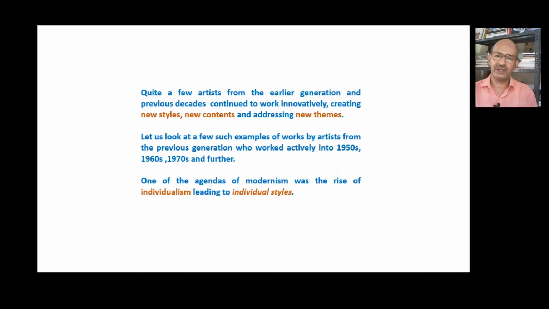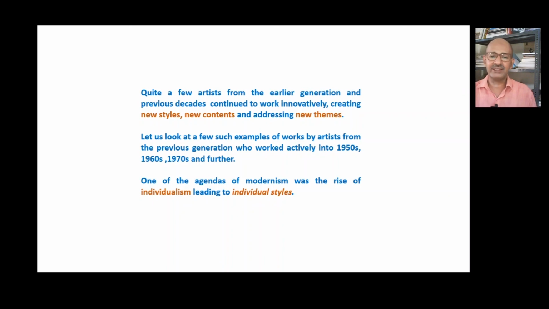Now, quite a few artists from the earlier generation and previous decades continued to work innovatively, creating new styles, new contents, and addressing new themes. I have already mentioned that. Now, let us look at a few such examples of works by artists from the previous generation who worked actively into 1950s, 60s, and 1970s, and also further.